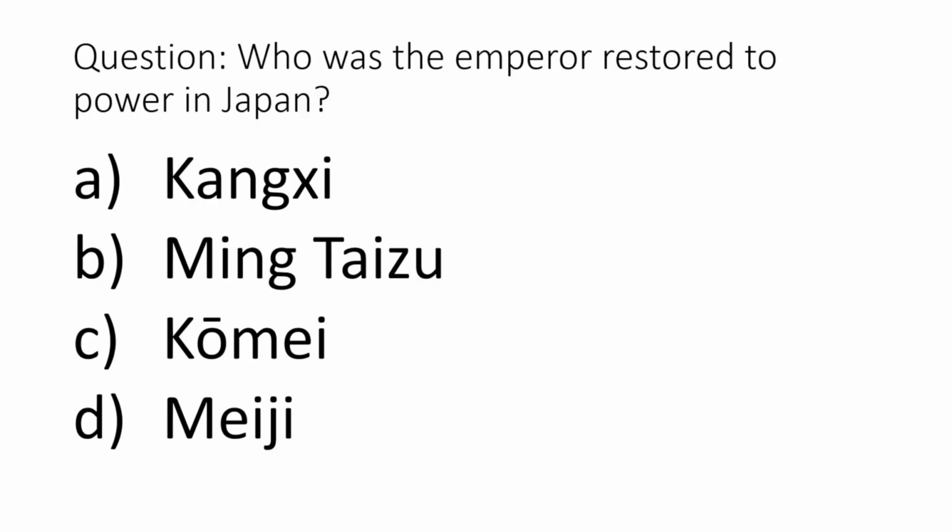Who was the emperor restored to power in Japan? Was it A. Kangji, B. Ming Taizu, C. Komei, or D. Meiji? And the correct answer in 3, 2, 1 was Meiji.